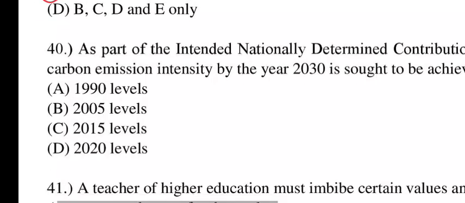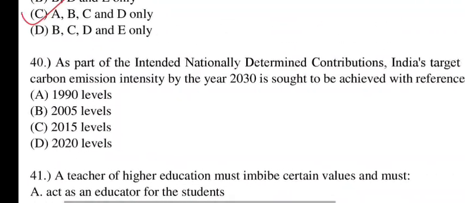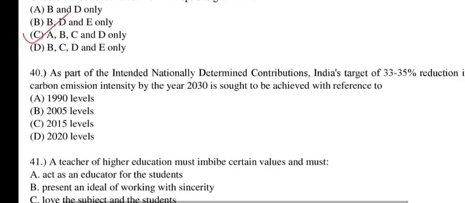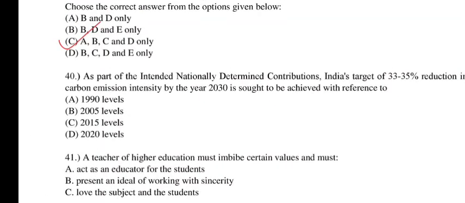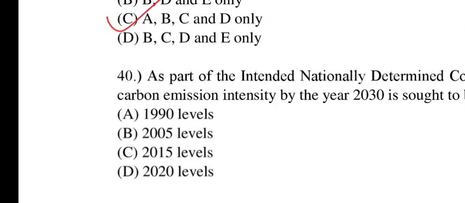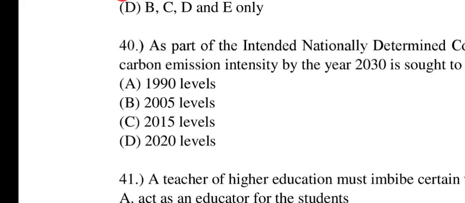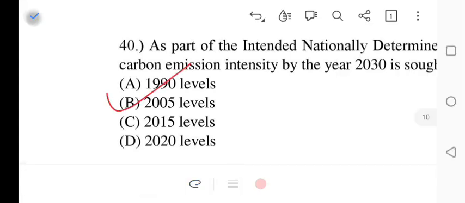Question 40 says, as part of the Intended Nationally Determined Contribution, India's target of 33 to 35% reduction in carbon emission intensity by the year 2030 is sought to be achieved with reference to what? A, 1990 levels. B, 2005 levels. C, 2015 levels. D, 2020 levels. Number B will be correct, 2005 levels.